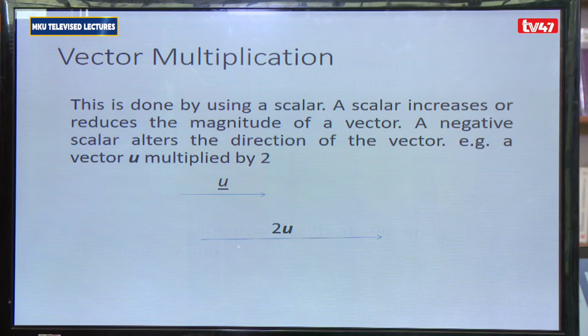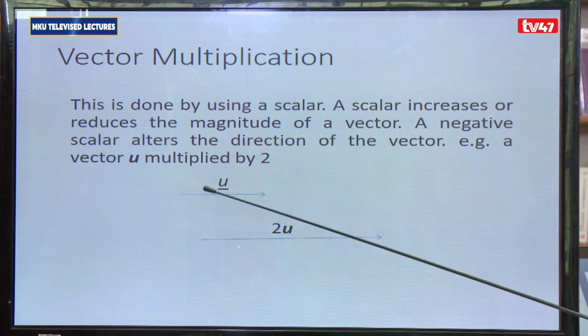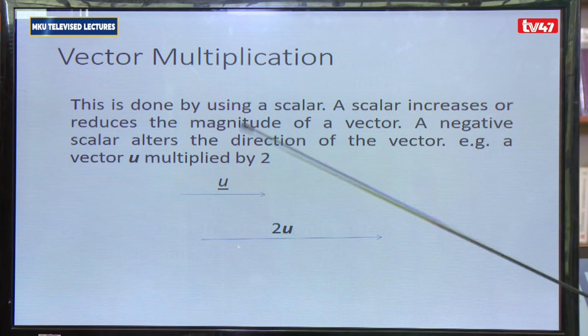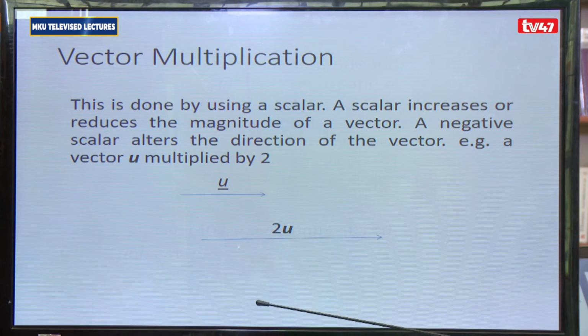Then we have got vector multiplication. Vector multiplication refers to when you have got a vector and you are multiplying it with a scalar, a number. So what simply happens is that it depends on what kind of a number or value you are multiplying with, such that if it is a value which is more than 1 or larger than 1, then the vector actually increases with that magnitude, such that if you have got a vector u multiplied by 2, what you are going to have is 2u, twice that vector.